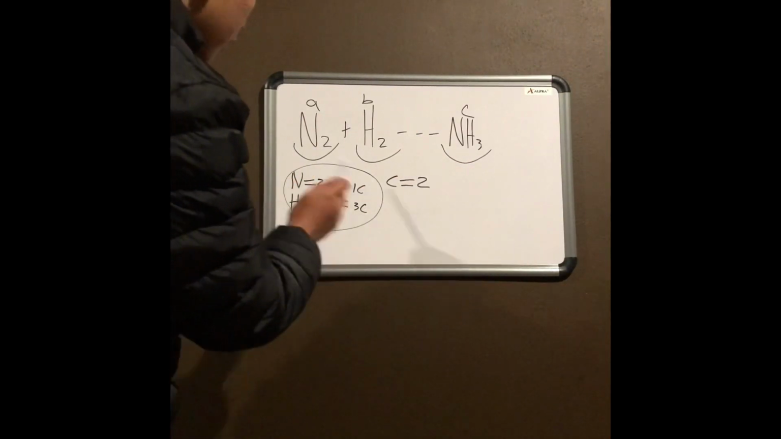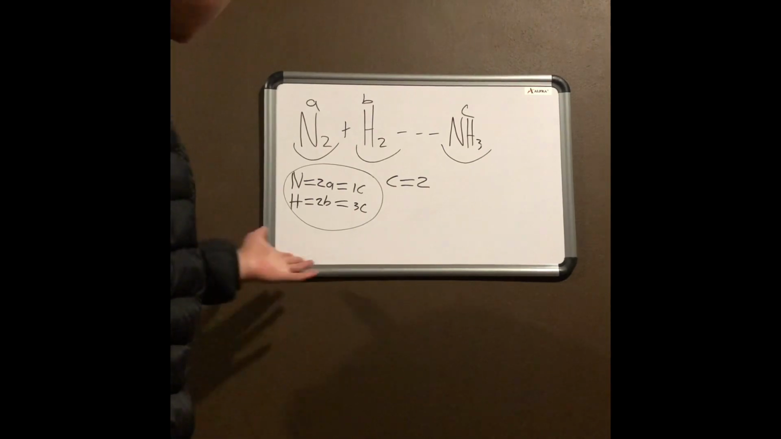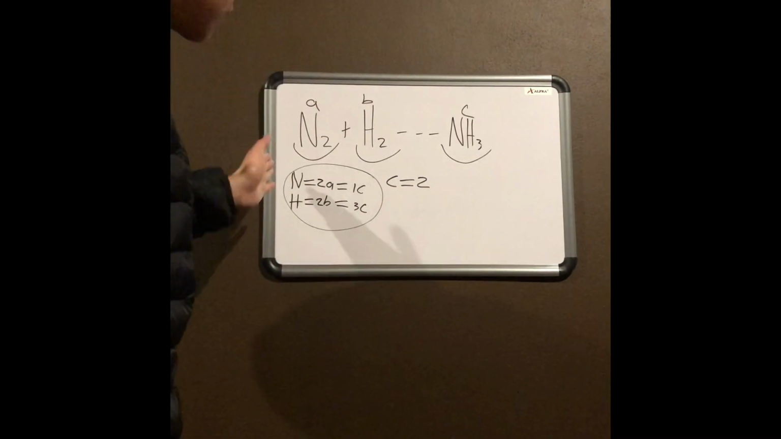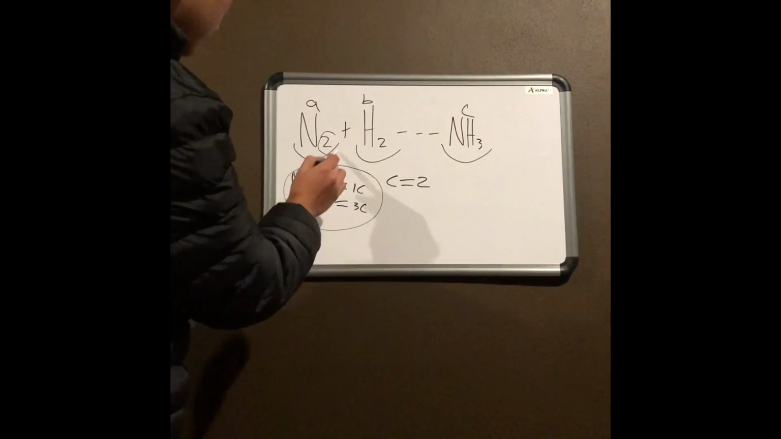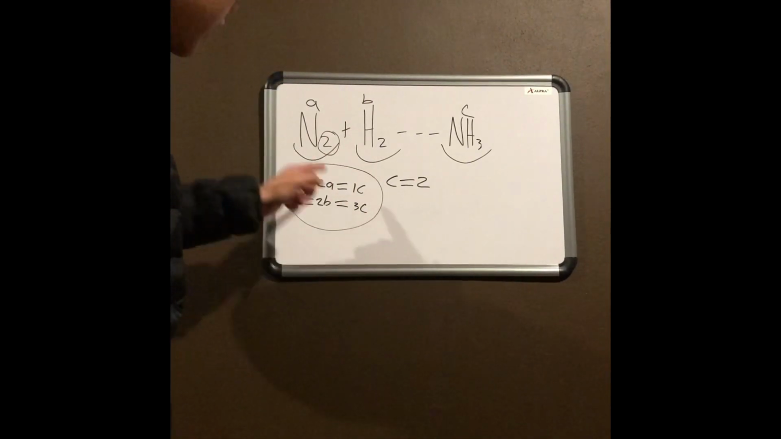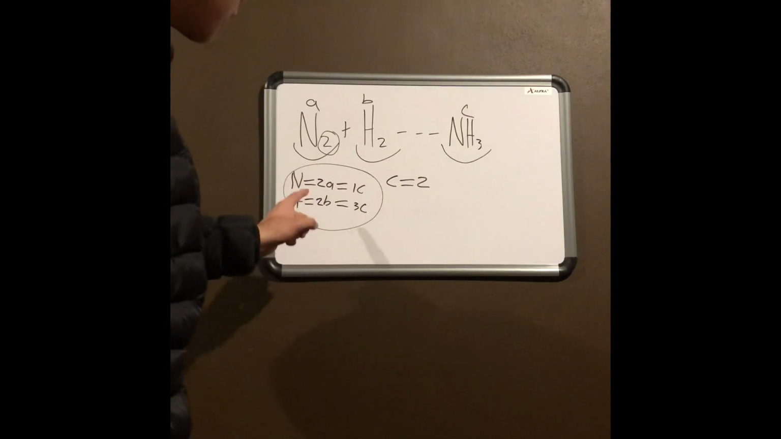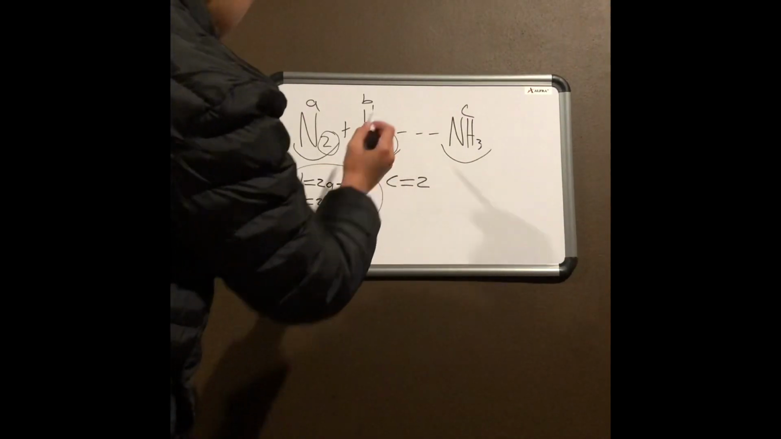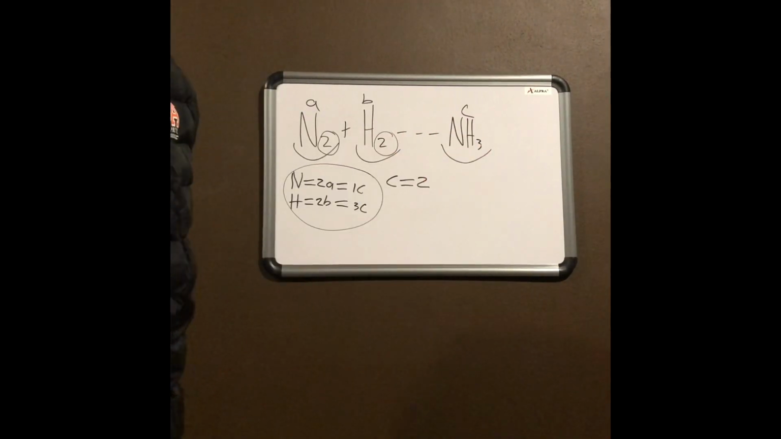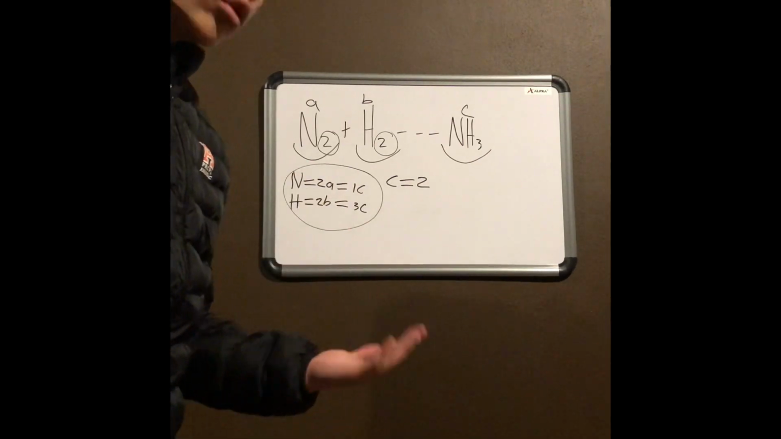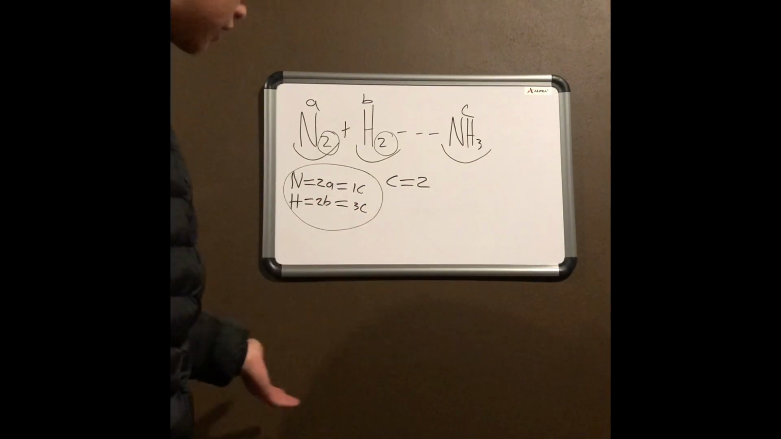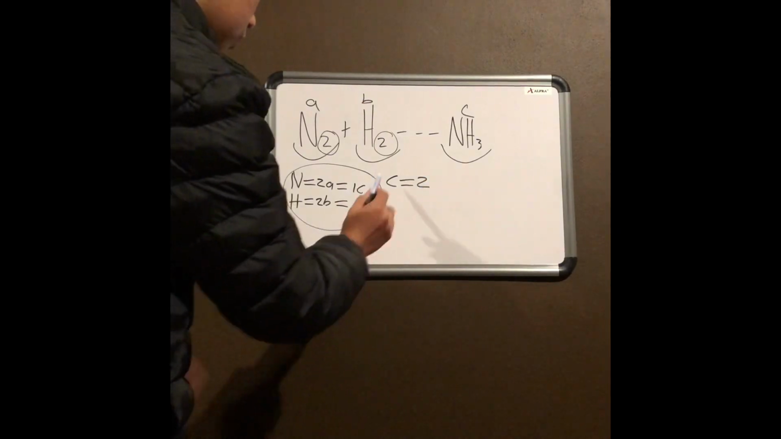Right here we are going to write how many elements we have in each group. For example, we have nitrogen and hydrogen. In the nitrogen we have 2 atoms of nitrogen, which is right here in group A. That's why we are going to write 2A. And we have 1 nitrogen in group C. The same case with the hydrogen: we have 2 hydrogens in group B and 3 hydrogens in group C. After doing all of this, we choose the group that repeats the most in this little table. In this case, it's group C.